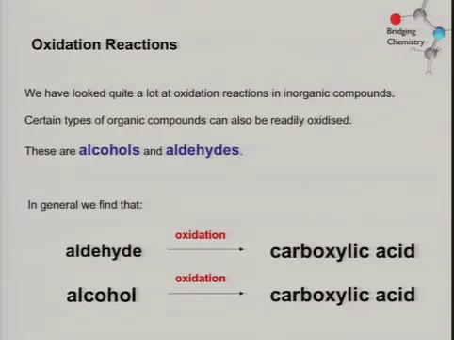To do these oxidations, you need an oxidant, and the oxidants you can use can be the ones you've already seen, things like permanganate. And permanganate, in fact, is quite often used for doing these sorts of organic reactions.